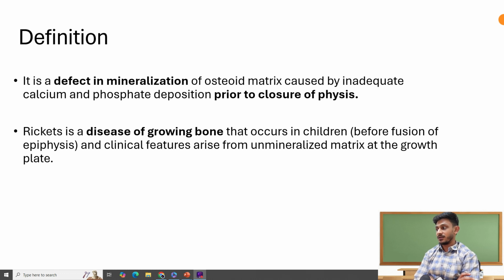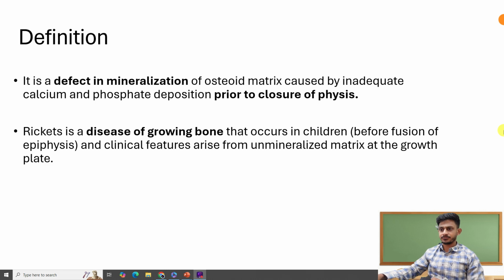So if this deposition doesn't happen, like in the case of adults who have already fully grown, it leads to something called osteomalacia. And if it occurs in growing children, it's called rickets. For the deformities and the things that occur in rickets to occur, the bones need to be growing basically.